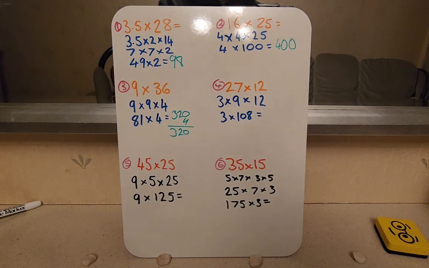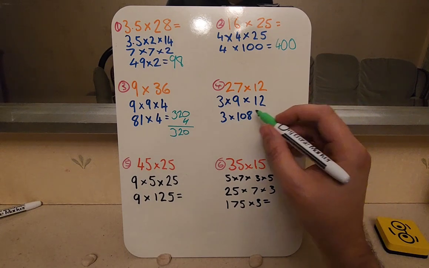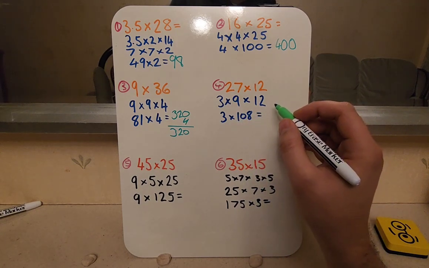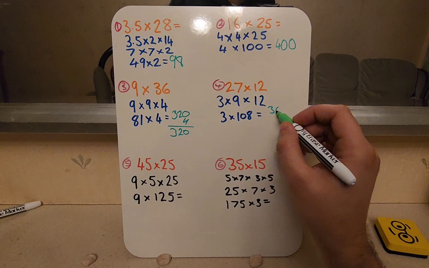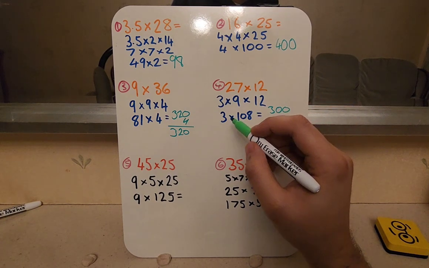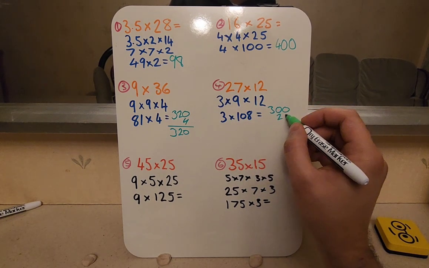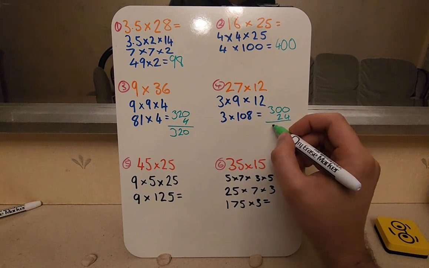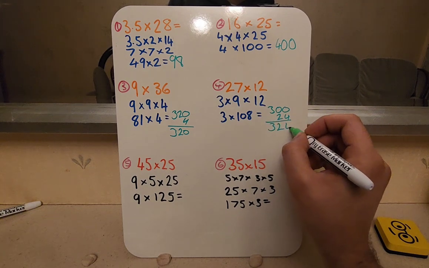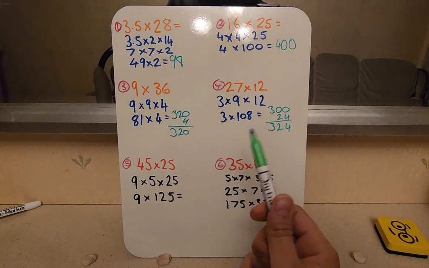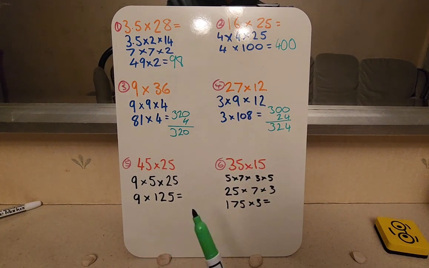Here's another one that uses partitioning, 3 times 100. And 3 times 8. Again, here we have 9 times 12, but I did say at the beginning of the video that this assumes that you know your 12 times tables.